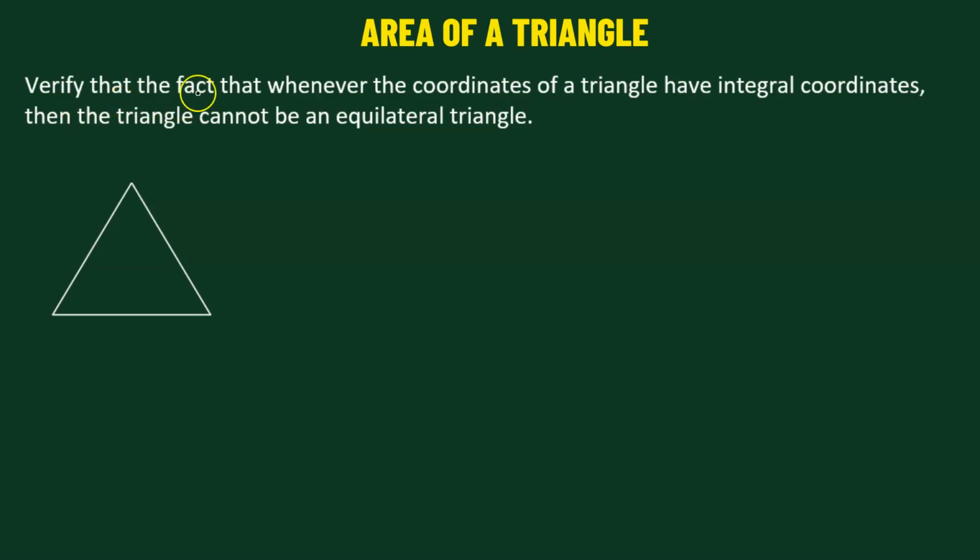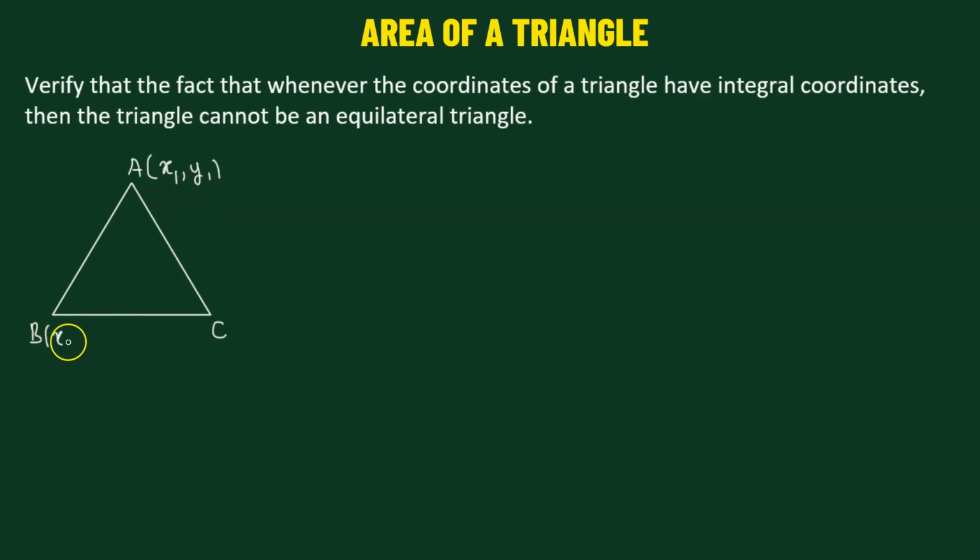So in this problem, we need to verify the fact that if the coordinates of a triangle have integral coordinates, then the triangle cannot be an equilateral triangle. So let's say we have a triangle ABC. Then we are going to suppose that the coordinates of A are x1 and y1. So here both x1 and y1 are integers.